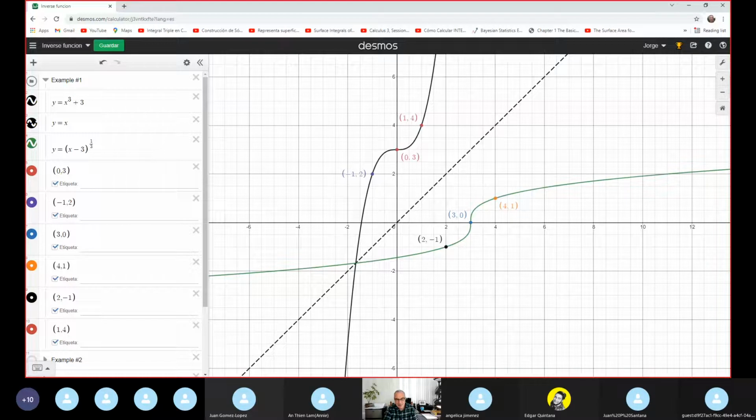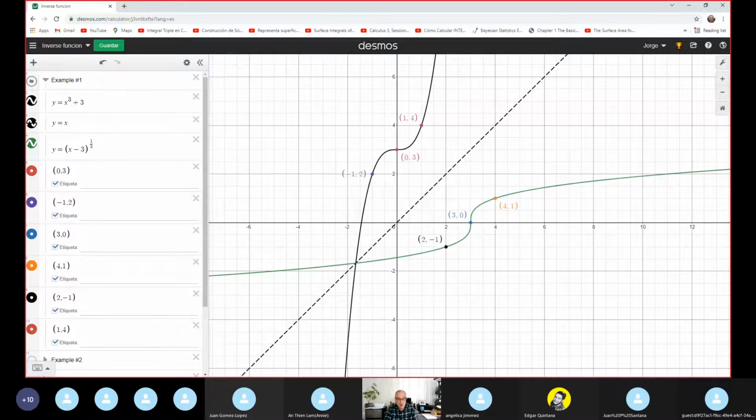Implicit is when it's confusing. Implicit is when the y is not isolated. But when you isolate the y, basically you apply the square root to both sides. Square root of x is equal to the new y, and this new y is the inverse function.